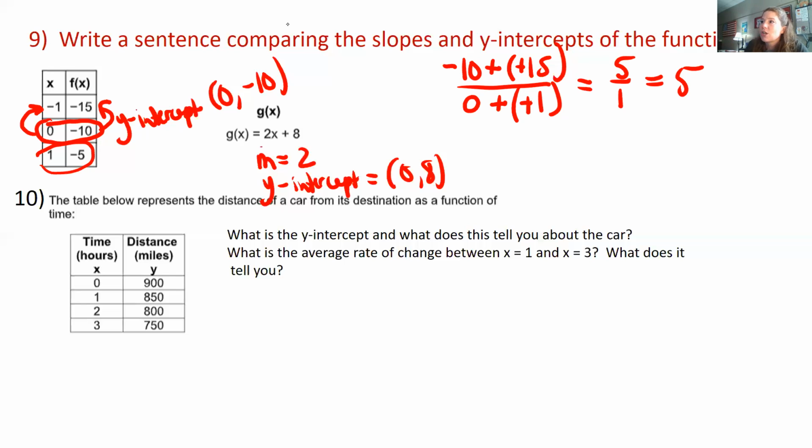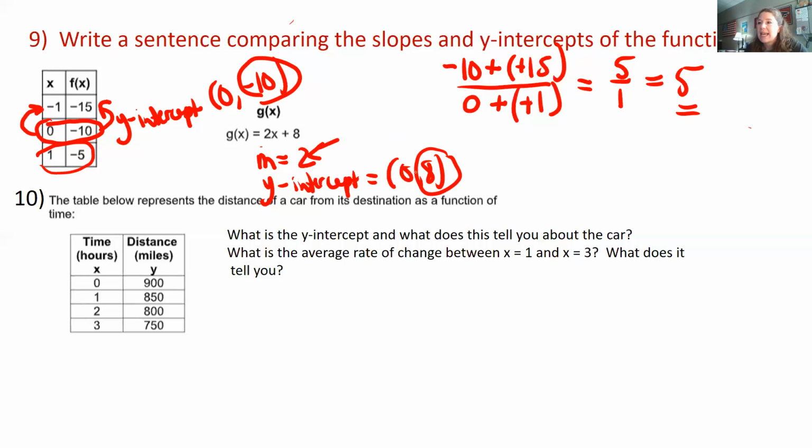So I would say the slope of the table is 3 more than the slope of the equation. That's a comparison, right? And if we're going to compare the y-intercepts, I would say the y-intercept of the table is 18 less than the y-intercept of the equation. That's a way to compare. Okay, does that make sense?